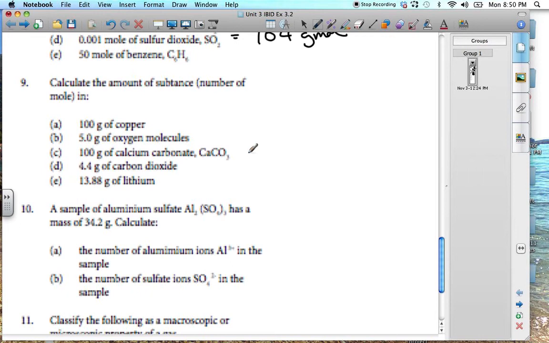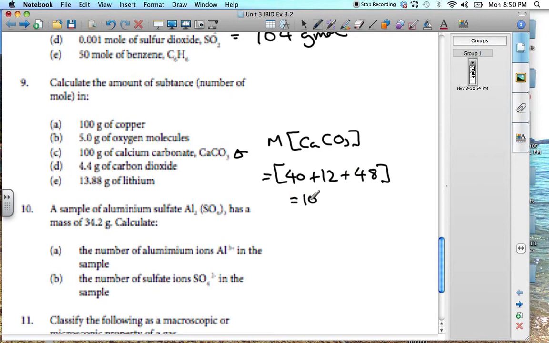Now I'm not going to do them all. Let's do this one over here, the calcium carbonate. To do this, we actually need to work out the molar mass of calcium carbonate. Now calcium is 40, if I remember correctly, plus 12, plus O3 is 16 times 3, that's 48. So that's going to be 60, that's equal to 100 grams per mole.